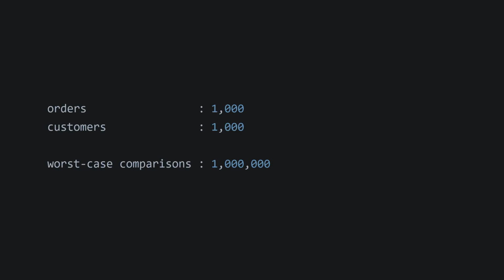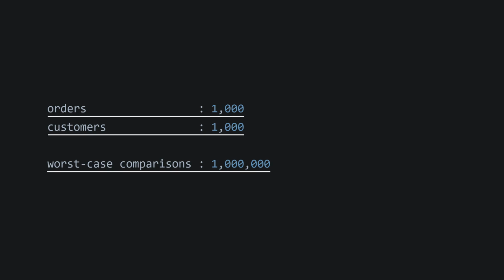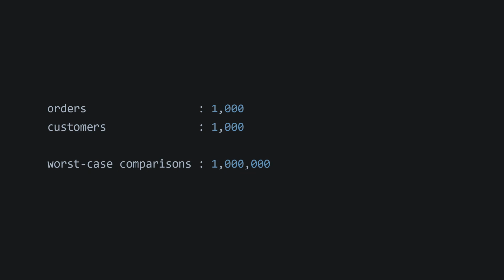Look at what it actually does. For one order, we compare against every customer until we find a match. For 1,000 orders and 1,000 customers, that is up to 1,000,000 comparisons. For a job the computer could do in 1,000. Nothing is broken. Nothing throws. The code is simply asking the wrong container to do the work.